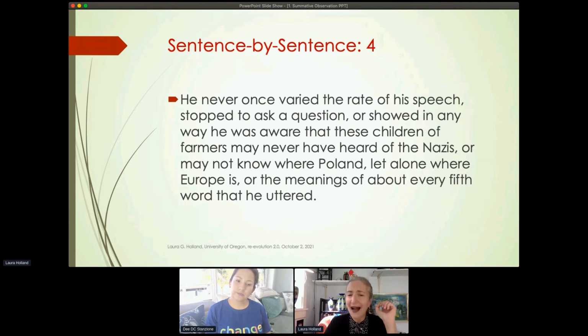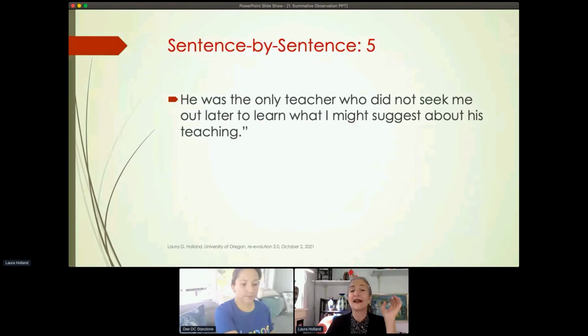And by the way, I went to university in a state that has a lot of farmland. And I had a lot of friends who grew up on farms. And they knew where Europe was. They knew about Poland. They knew about the Nazis. They were so insulted when they heard this, as if people who grow up in rural places don't know about any of this. Please. So this is not only not helpful, it's insulting to the students and the teacher. So in sentence 4, I think he's really gone over the edge here.